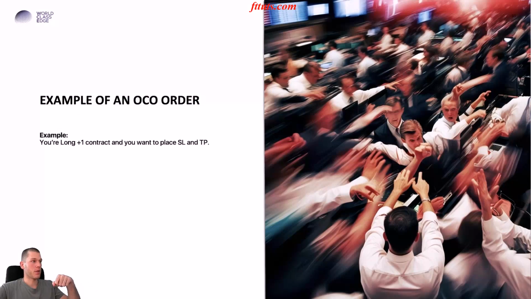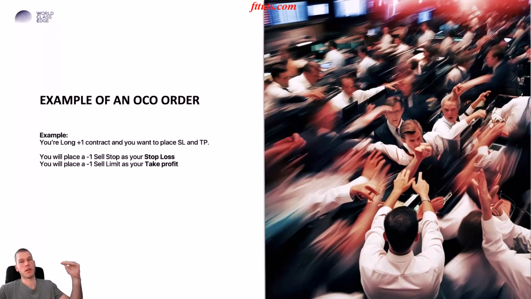Let's go through an example when we are long one contract and we want to set a stop loss and take profit, because we do risk management, of course. Then you will need to place a sell stop as a stop loss. So if the price level is reached, then we want to sell immediately. And we will place a sell limit as a take profit. So above the entry, where we open the position, we want to sell at a specific price above.